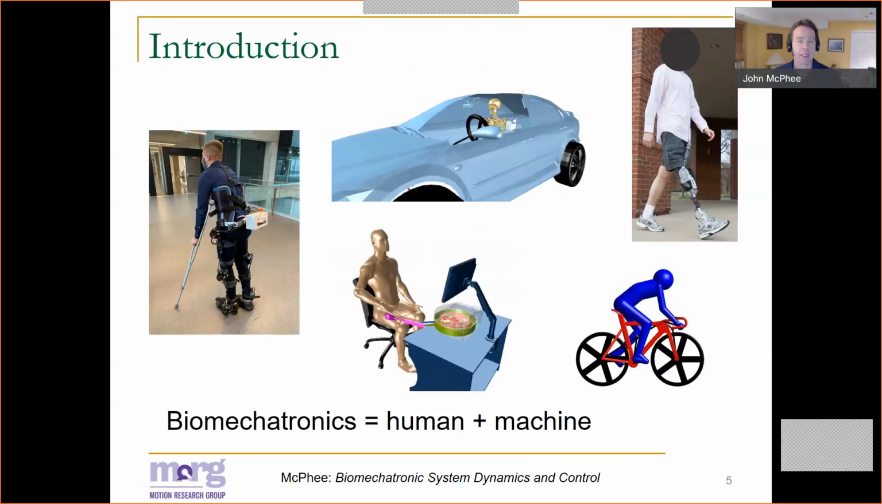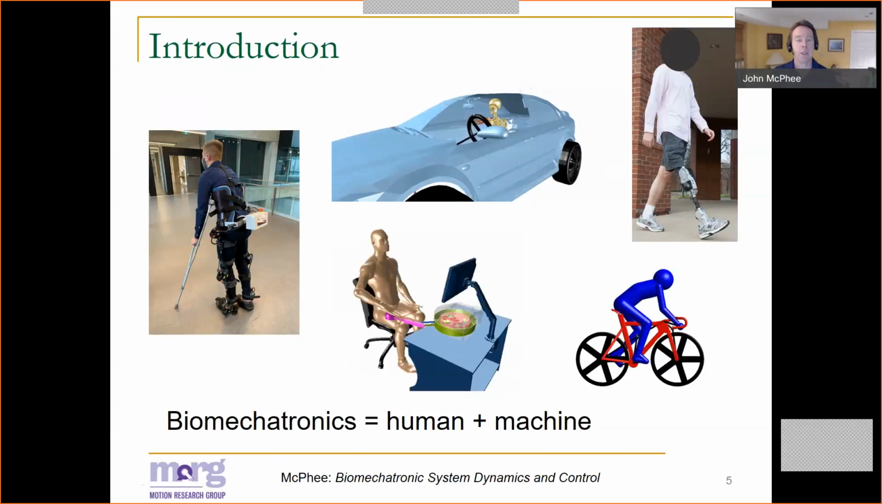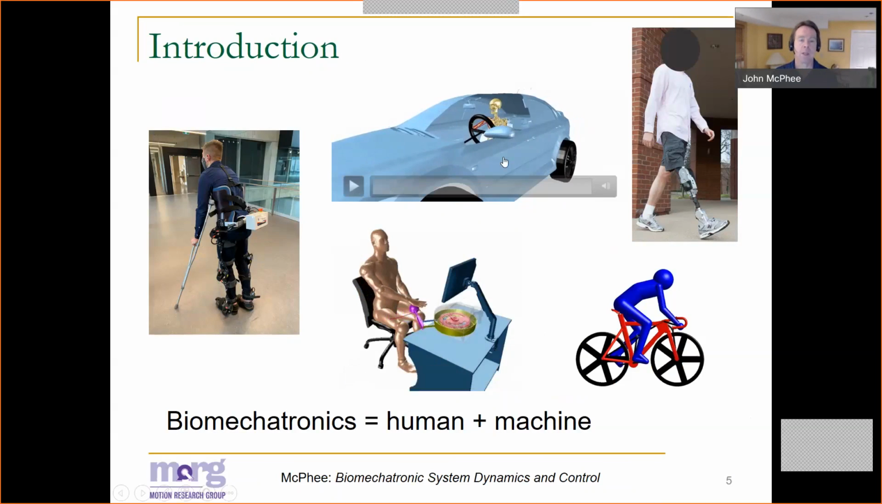When I say biomechatronic system, I mean really any system in which the human is interacting with a machine or a device. So it would include examples like exoskeletons, prostheses, but also rehabilitation robots, even automobiles, sports equipment. They all involve a human interacting with a machine. We create models of these systems so as we can optimize their performance.